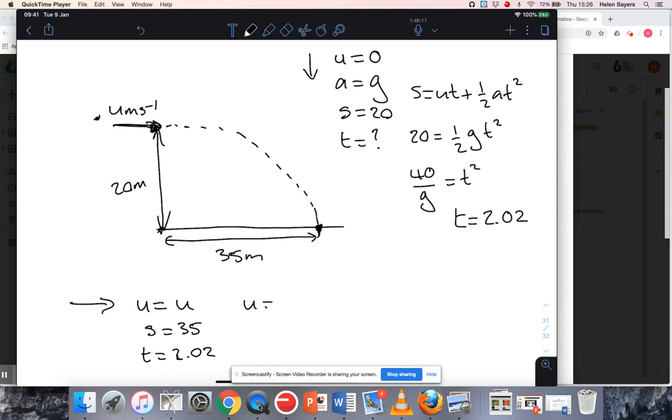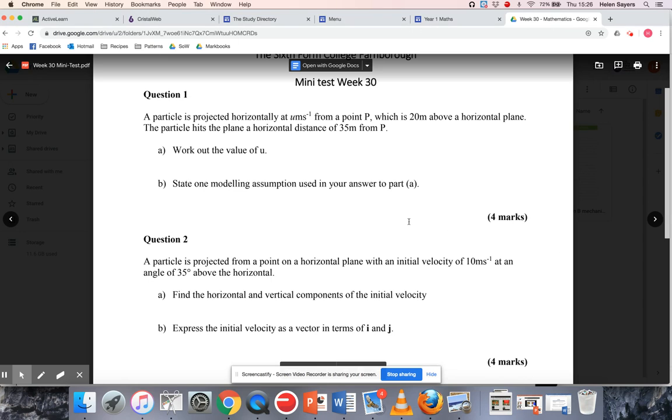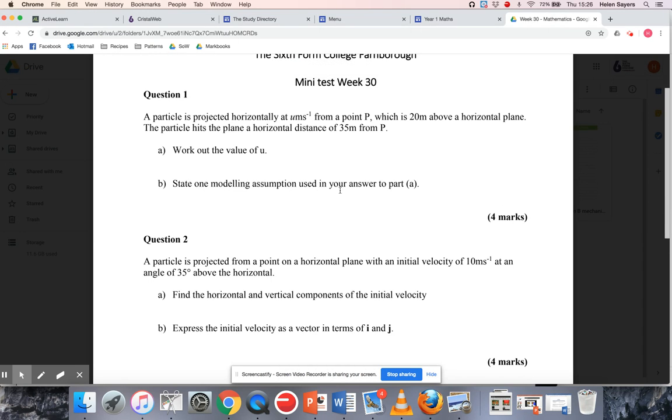So velocity is distance over time. So 35, still got that previous answer saved. So its initial horizontal velocity was 17.3 meters per second. Okay, and so that's going to be 3 of those 4 marks.